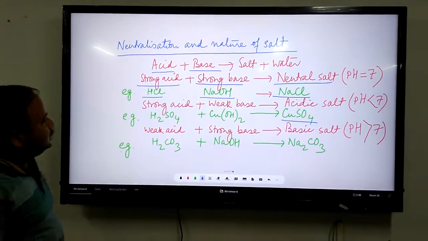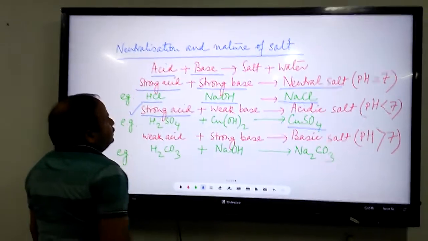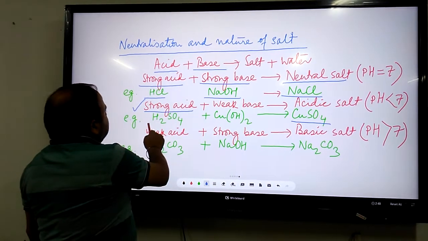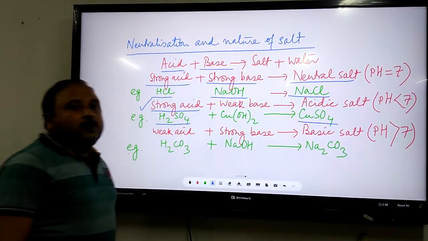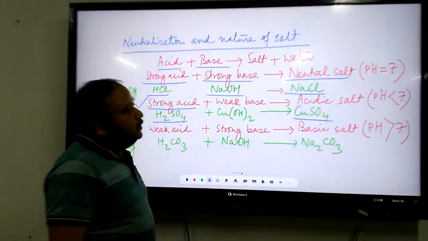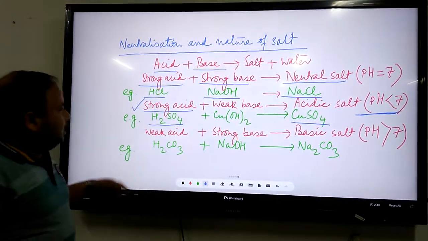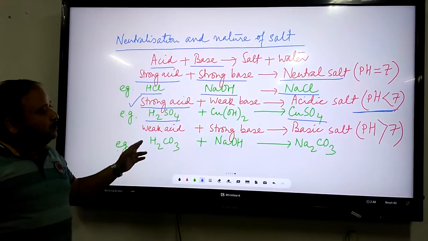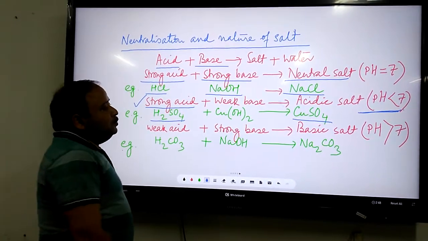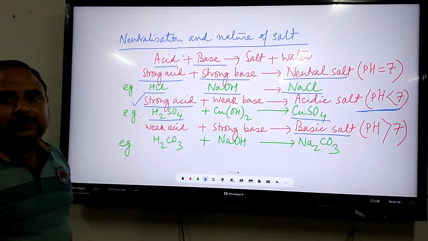If the neutralization occurs between a strong acid and a weak base, the strong acid will decide that the salt formed will have acidic character. In this case, sulfuric acid is a strong acid, copper hydroxide is a weak base, and therefore the salt formed in this case will be an acidic salt. It must have pH value less than 7. If the neutralization reaction occurs between a weak acid and a strong base, then the salt formed will be a basic salt. It will have a pH value which is greater than 7.